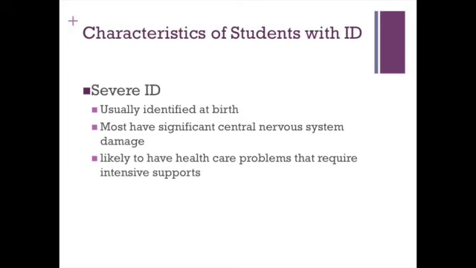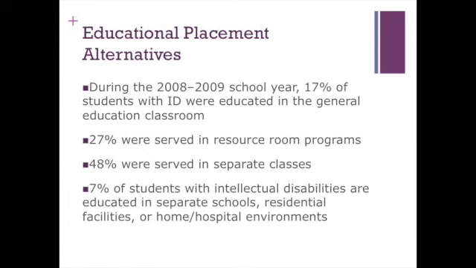When we look at educational placement alternatives, in the Heward book, the last numbers they give are the 2008 to 2009 school year. It was about 17% of students with intellectual disabilities who were educated in the general education classroom. So that's quite a bit lower when you look at that big original pie chart from the first lecture. Less than 20% are receiving services in general education.